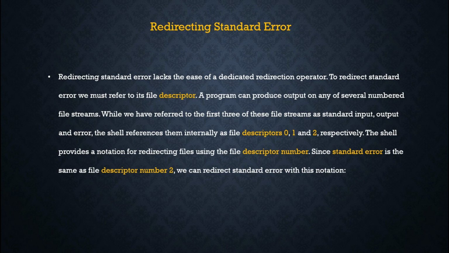The shell provides a notation for redirecting files using the file descriptor number. Since standard error is the same as file descriptor number 2, we can redirect standard error with this notation. The same example as I have presented with the ls -l command for the bin and usr folder. So this is going to give us the error. Let us now jump to our Linux terminal and put these commands to work.